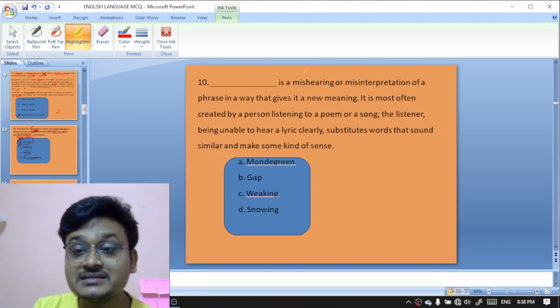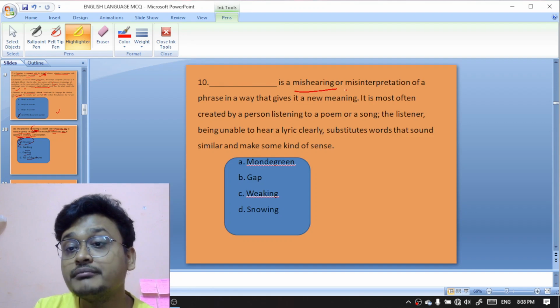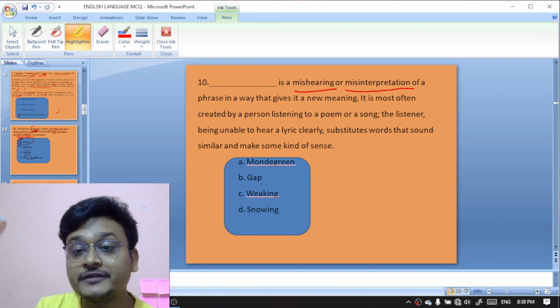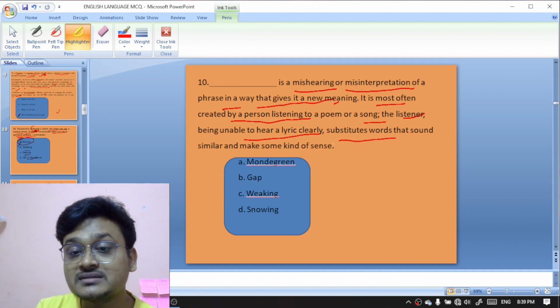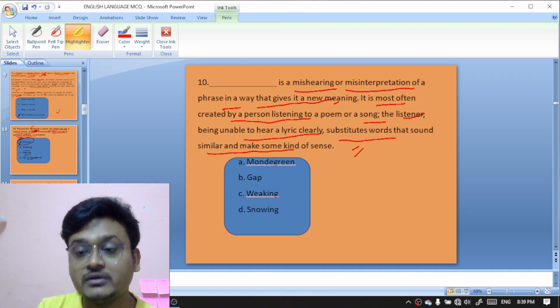Next question. Dash is a mishearing or misinterpretation of a phrase in a way that gives it a new meaning. It is most often created by a person listening to a poem or a song, the listener being unable to hear a lyric clearly, and that's why he substitutes a word that sounds similar and makes some kind of sense, or mistakes or mishears. What is it? Mondegreen, gap, weaking, snowing. It is called mondegreen. So A is the right option here.